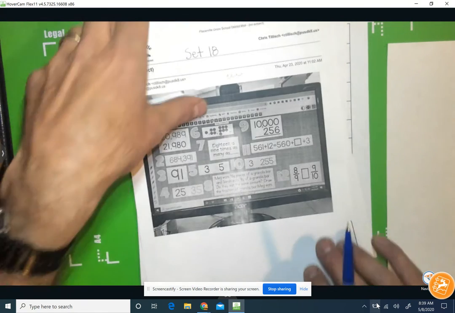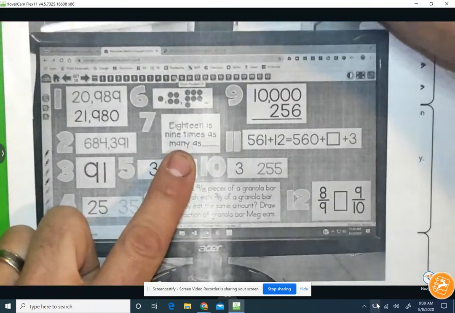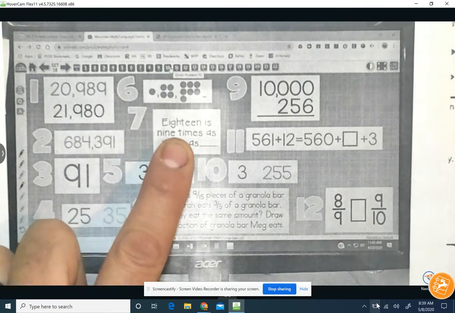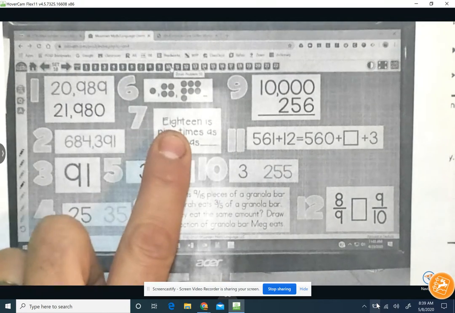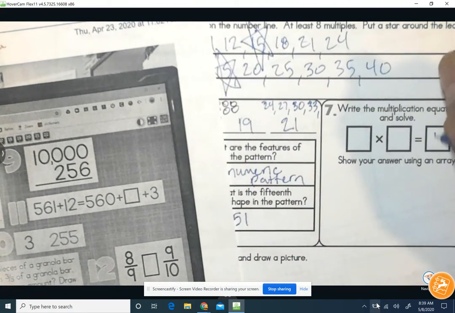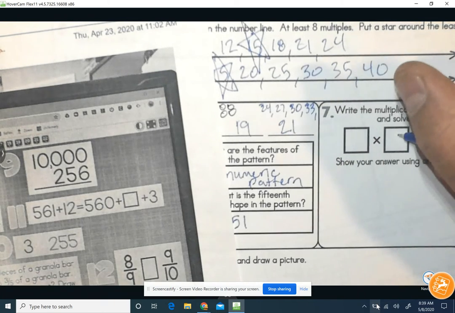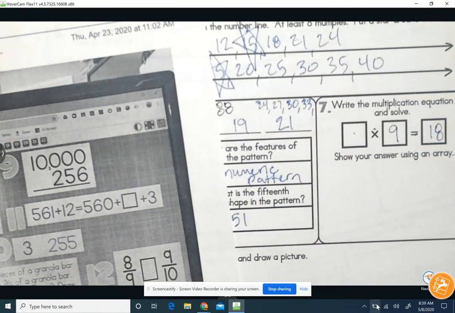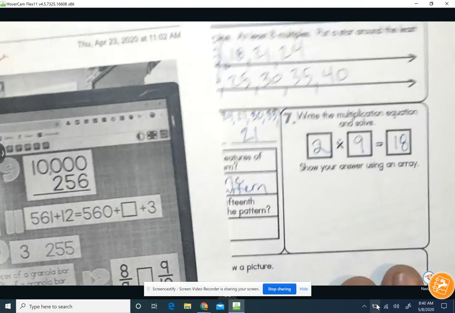All right. So number 7, let's take a look at what we're dealing with here. In number 7, it says 18 is 9 times as many as what? So since we have a number in word form, 18, and then right next to it, the word is, that means that 18 is the answer. Okay, so 18 is, we're working backwards here. 18 is 9 times as many as what? As 2. 2 times 9 is 18. And then you can draw your array down here at the bottom.